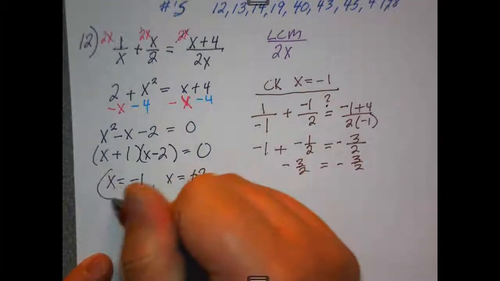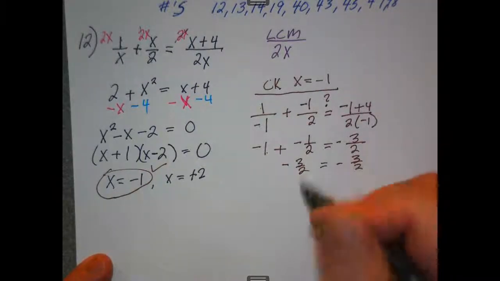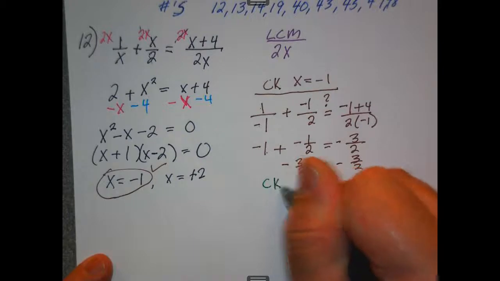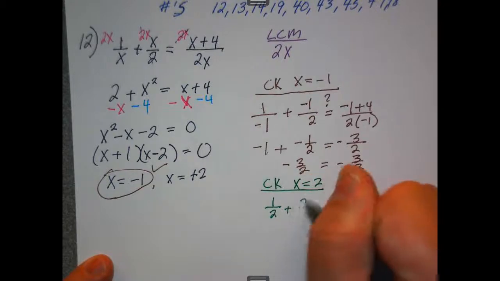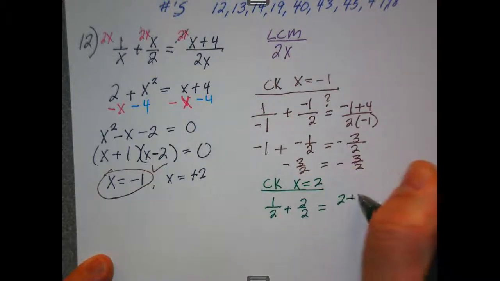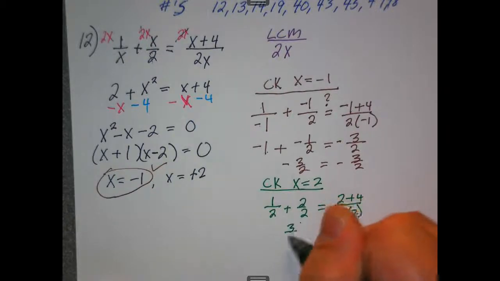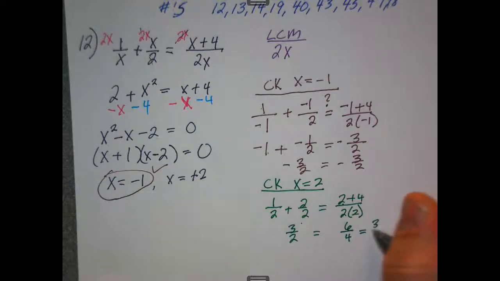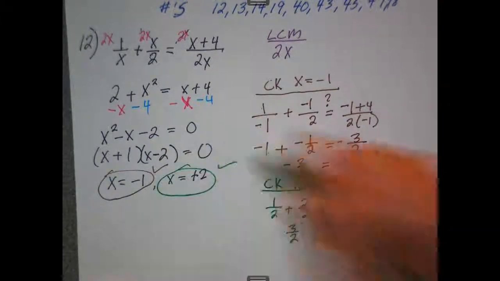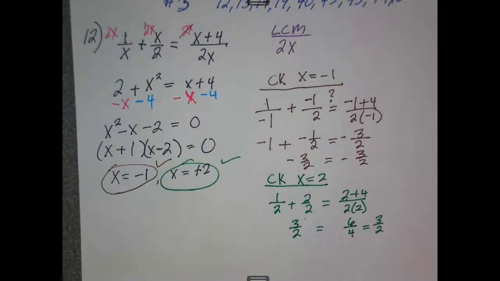So -1 checks. We have to check x equals 2. Does 1 over 2 plus 2 over 2 equal 2 plus 4 over 2 times 2? Let's see. This is a 1, so I end up with 3 halves here. I end up with 6/4, which is, guess what? 3 halves. So x equals 2 checks. Wonderful. So we're both good.